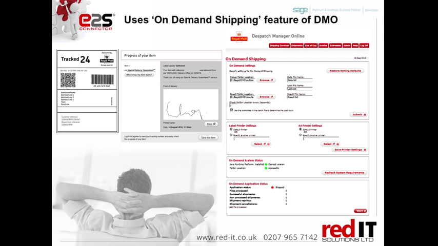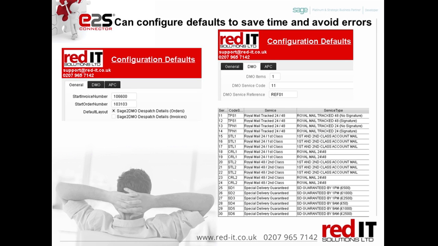It uses the on-demand shipping feature in DMO, which is a browser-based solution, listening, if you like, for data from Sage. As far as the Sage2DMO system is concerned, there's a configuration system which allows you to decide whether you want to use orders or invoices, and also where you want to start from, so you don't need to worry about all the old orders that have already been dispatched. It also allows you to set up defaults, things like your normal service, as a result of which you can do a quick entry, and I'm going to show you that in a second.